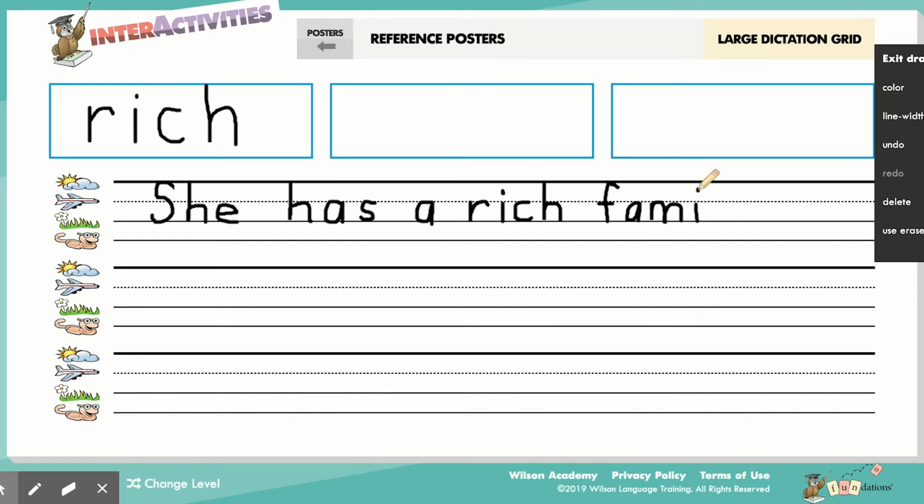Okay, you should be finishing the sentence, staying nice and neat between the lines. And the sentence was, she has a rich family.